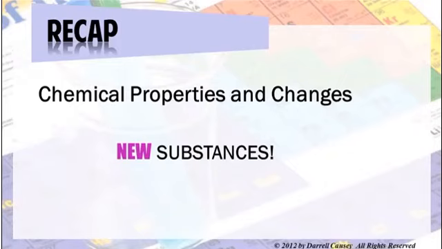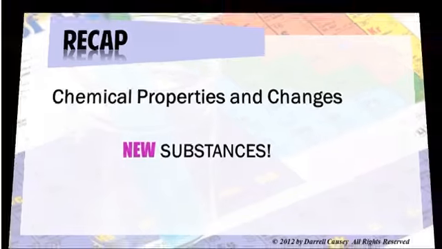The big key concept here is that in order for it to be a physical change and physical property, it will involve no new substances. But if it is a chemical property or change, you're going to have new substances. And it's important that we understand these as we begin to talk about phase changes and energy transfer or thermodynamics in the coming lessons.